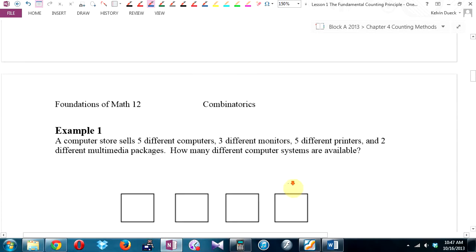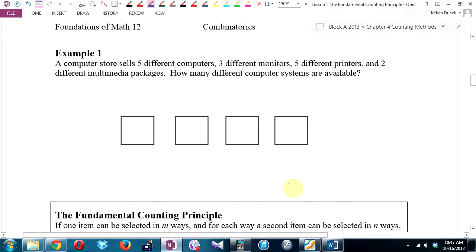Turn the page. So a computer store sells 5 different computers, 3 different monitors, 5 different printers, 2 different multimedia packages. Try this one on your own. How many different computer systems are available? Try it on your own. I'll freeze the screen.